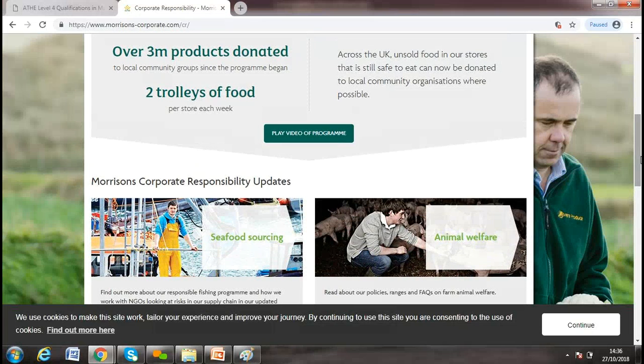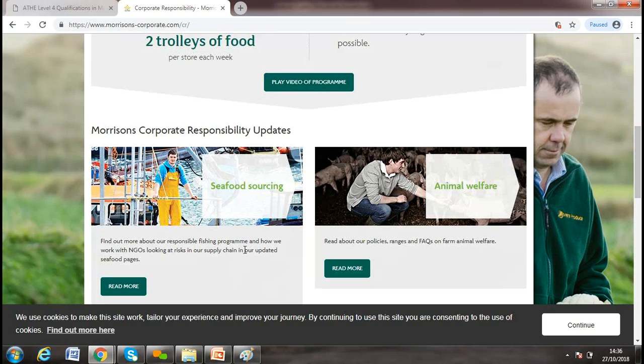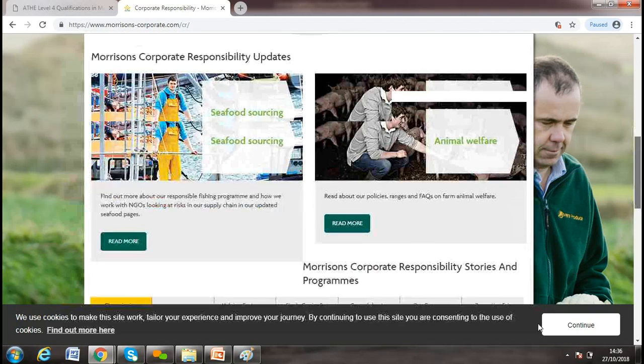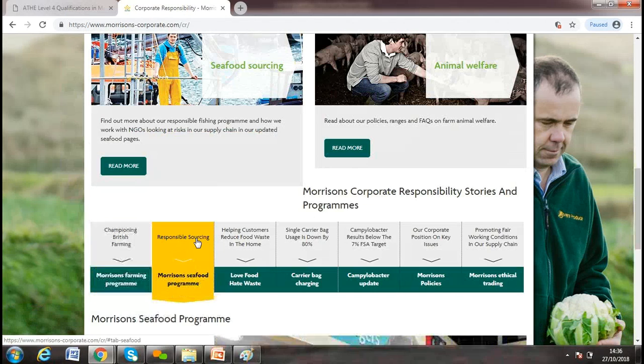So 3 million products donated to the local community, a trolley of food per store each week across the UK. Unsold food in our stores that is safe to eat can be donated to local communities. They are also doing animal welfare, seafood sourcing, and helping local farmers. These are all sourcing responsibility.